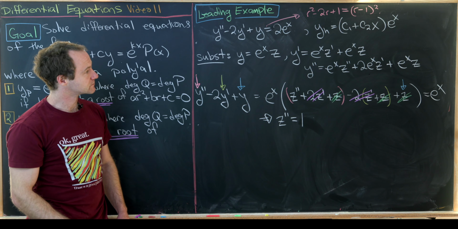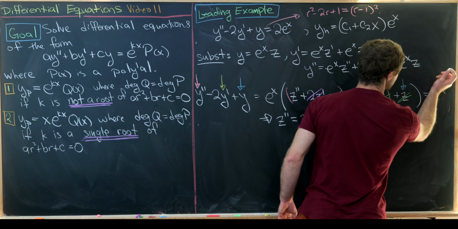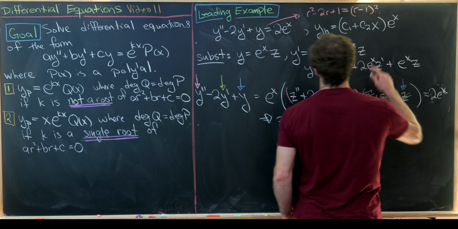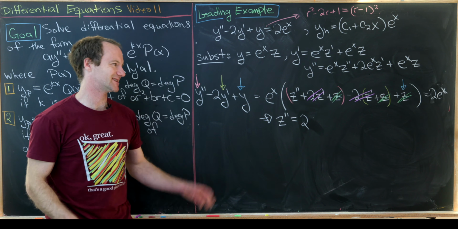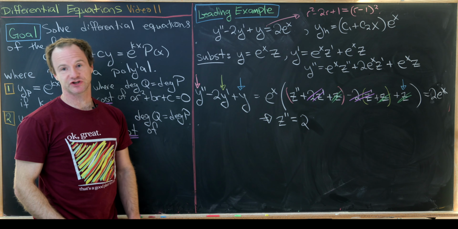Oh, I just realized that this should have been a 2 here, and this should be 2 e to the x, given our original differential equation. But that doesn't really change much. Okay, so z double prime equals 2.